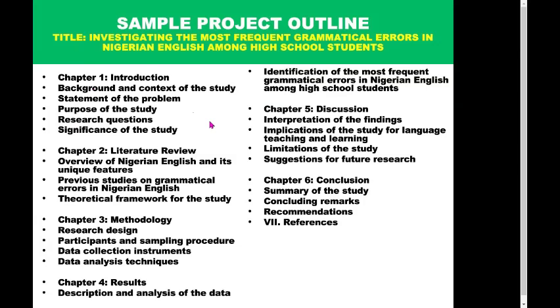But let's take a holistic look at this sample project outline. In chapter 1, you have the introduction. In chapter 2, you have literature review. Chapter 3 is methodology. Chapter 4, results. Chapter 5, discussion. Chapter 6, conclusion. And of course, in chapter 7 is where you have the references. Okay.